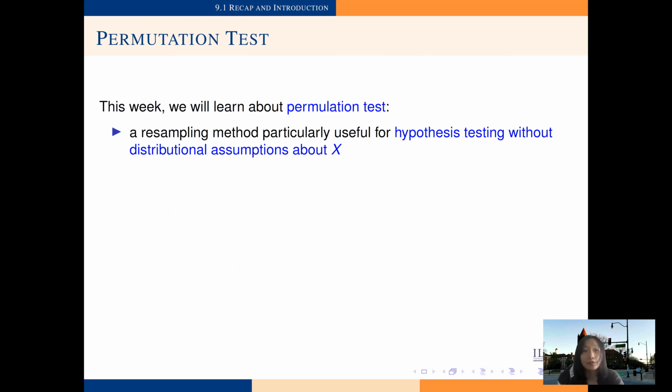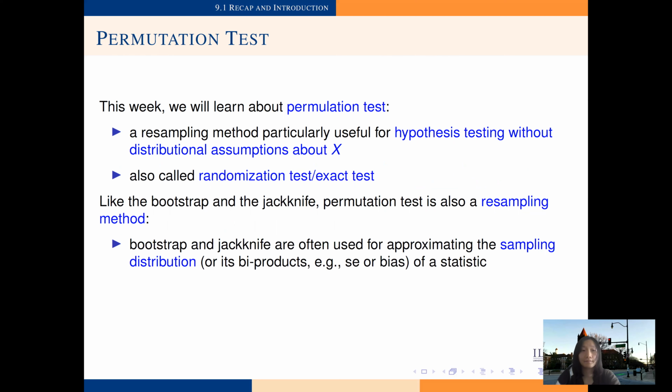Permutation test is a resampling method that is particularly useful for hypothesis testing without distributional assumptions about X. You might also hear it being called randomization test or exact test. Like the bootstrap and the jackknife, permutation test is also a resampling method where we do the hypothesis test by employing resampling from the observed samples we have.